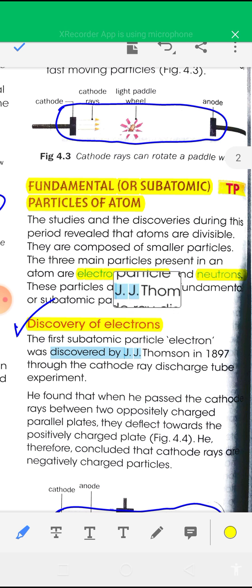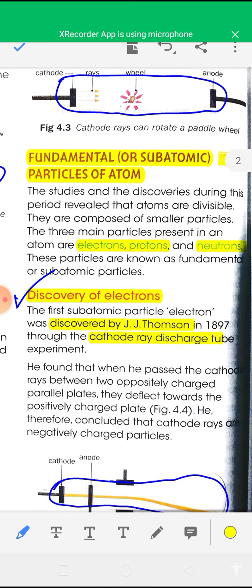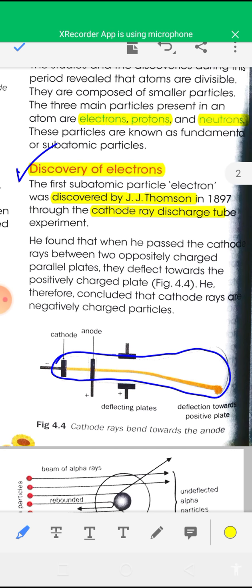J.J. Thompson first discovered the electron in 1897 through the cathode ray discharge tube. Detailed experiment is not required. Remember the name of the scientist who discovered the electron and using which experiment. The name of the experiment is the cathode ray experiment.